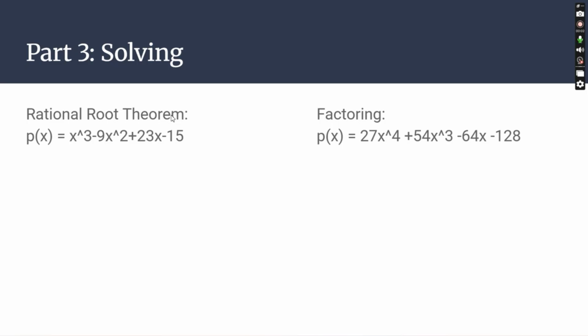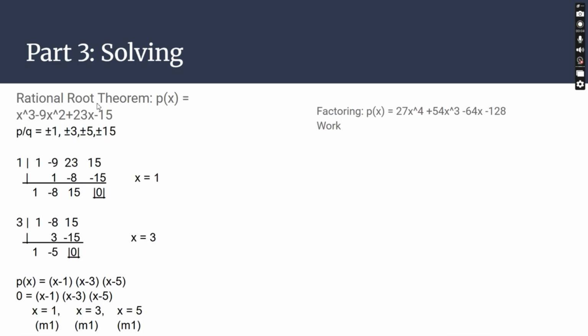Now let's apply some solving techniques. For the polynomial p of x equals x cubed minus 9x squared plus 23x minus 15, we start by listing all the possible rational roots, which is plus or minus 1, plus or minus 3, plus or minus 5, and plus or minus 15. Using synthetic division, we test these values. We find that x equals 1 is a root.